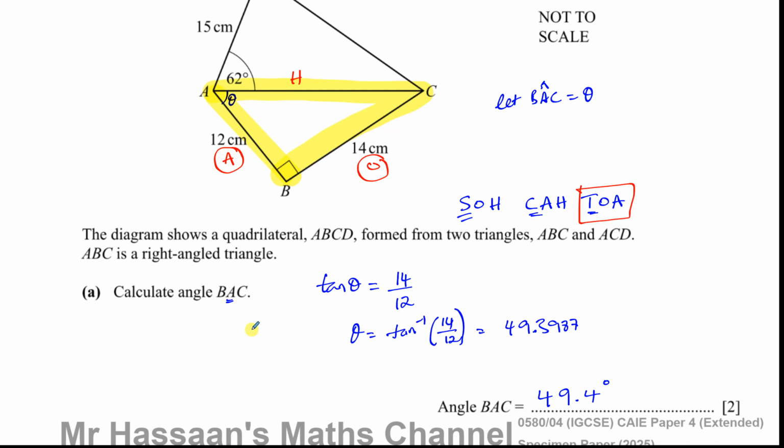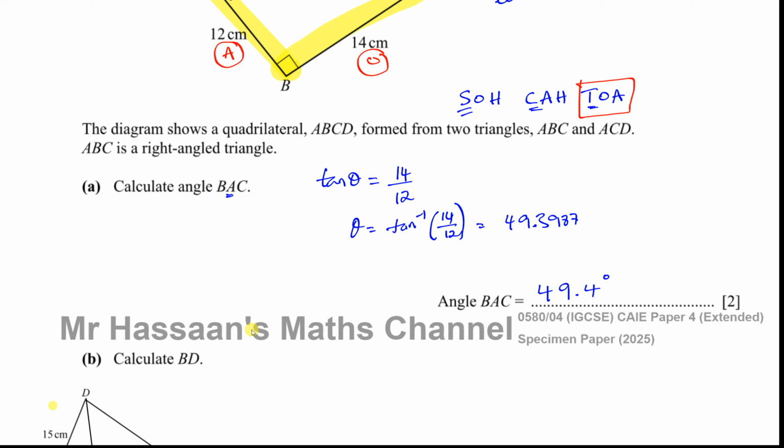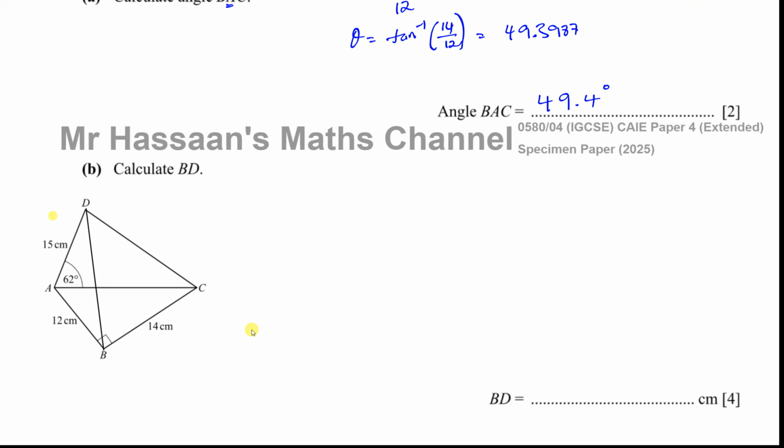Now, that's part A done. Now we're going to go on to part B, and I've got a diagram copied so that we can just refer to it. We've got to find the length BD. I've already drawn this on here, but the length BD would be the length between these two. So I've got to consider this triangle ABD.